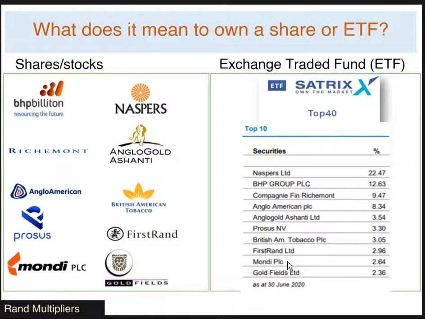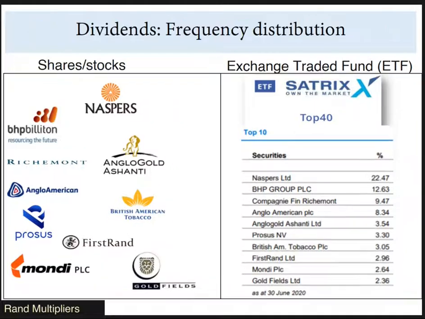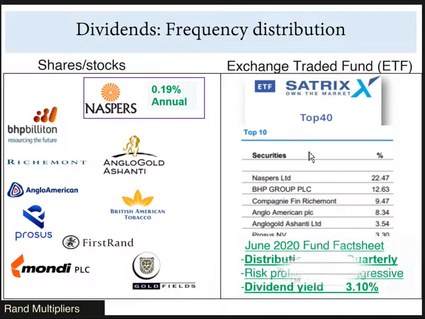Now, without wasting much time, let's look at dividends and the frequency of payment. Supposedly you own a share of Naspers. We know that Naspers at this current moment pays dividends of about 0.19% and only pays dividends once, right? If you have bought the Satrix Top 40, you'll be getting dividends on a quarterly basis, and the dividend yield is about 3.1%, right?